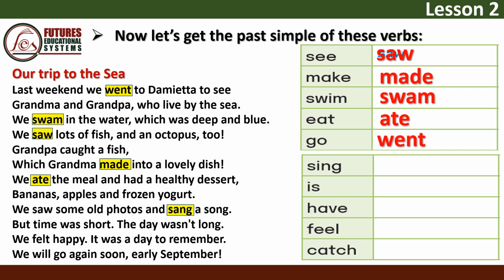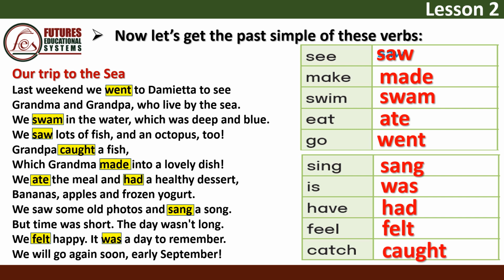Sing. Sang. Is. Was. Have. Had. Feel. Felt. Catch. Caught. So these are the irregular past simple verbs.